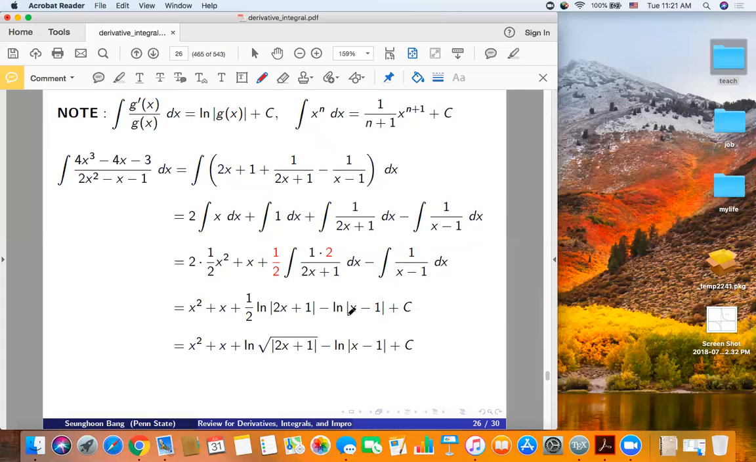So change it. The 1/2 is going to be a power. Change back to radical form, right? So this is exactly the same as the ln of the absolute value of 2x plus 1 to the power 1/2. Change back to radical form. So next, the difference is going to be a fraction, right? The next one: ln of the square root of the absolute value of 2x plus 1 over the absolute value of x minus 1. That's it. This is the whole idea.